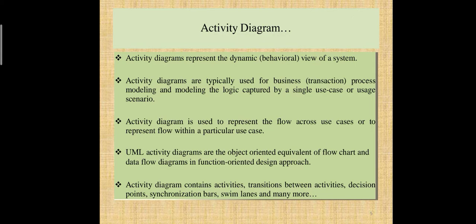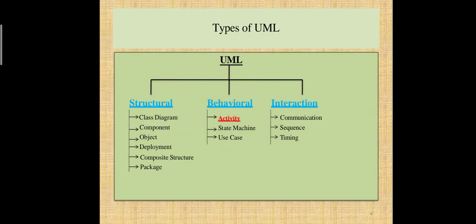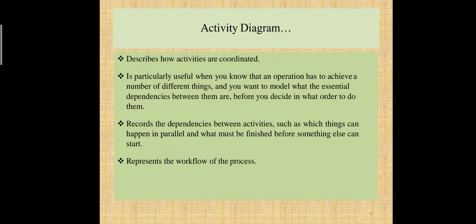An activity diagram contains activities, different transitions between the activities, decision points, as well as synchronization bars, swim lanes and many more. Now, the activity diagram describes how activities are coordinated with each other to carry out a particular task, how the actions are being carried out. For carrying out that action, how the different activities communicate with each other is shown with the help of the activity diagram.